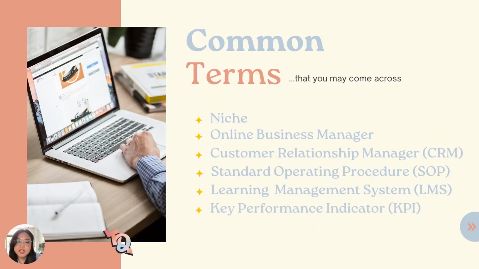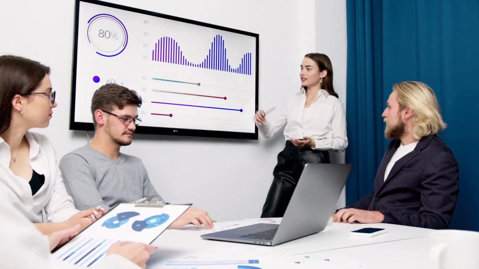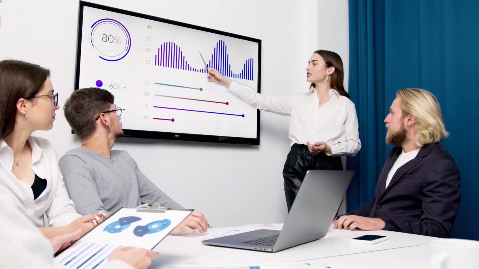Another term that you might come across is the key performance indicator, or the KPI. It is a measurable and quantifiable metric used to track progress towards a specific goal or objective. So KPIs provide teams with targets to aim for, like milestones to gauge progress and insights to help guide decision making throughout an organization. By monitoring these KPIs, an organization can identify areas of strength and weaknesses, make data-driven decisions, and take actions to optimize performance.